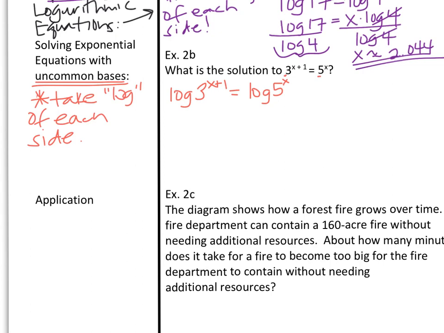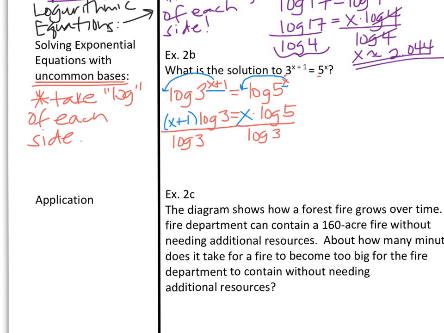From here, apply the power property and put that out in front. But because this one has a sum with it, we need to put that in parentheses. X plus 1 times log 3 equals, take this exponent, put it out in front, x times log 5. Now our goal is to get x by itself. So we could either move the log 5 over or the log 3 over. But when we do, we need to divide. I'm going to move the log 3 over. That way we don't have to distribute it into the parentheses.